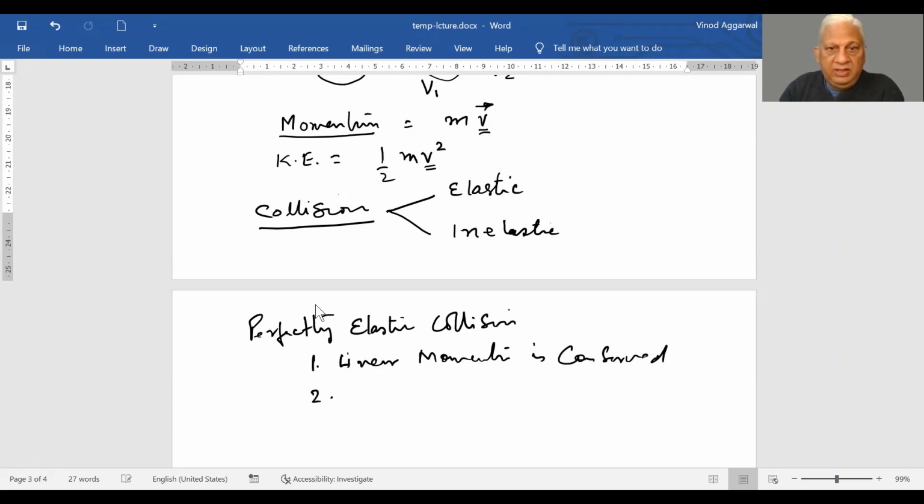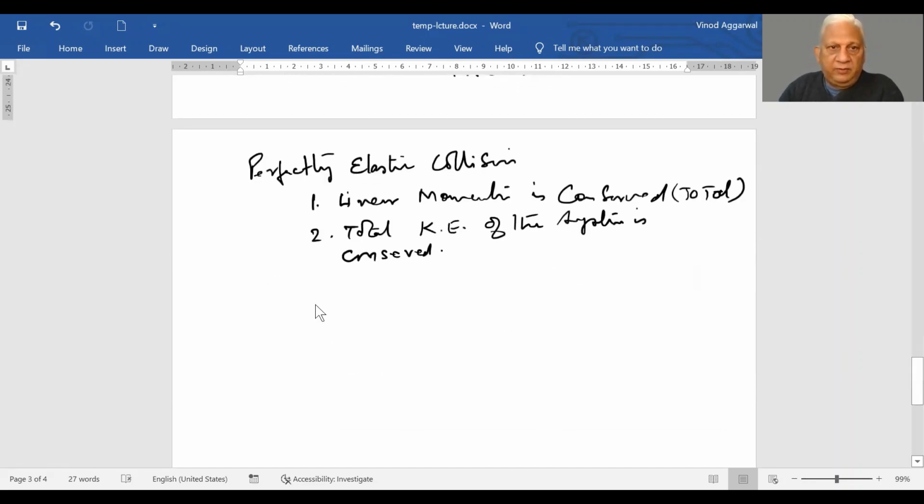Second, linear momentum is the total of both the particles, both the bodies put together. And here again the same, total kinetic energy of the system is preserved, is conserved.